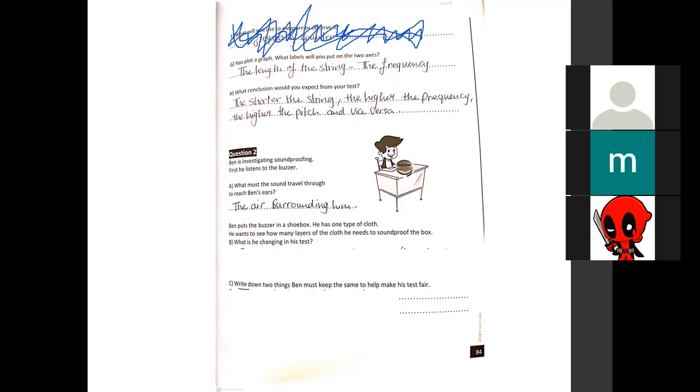The next question is, Ben puts the buzzer in a shoebox. He has one type of cloth. He wants to see how many layers of the cloth he needs to soundproof the box. What is he changing in his test?